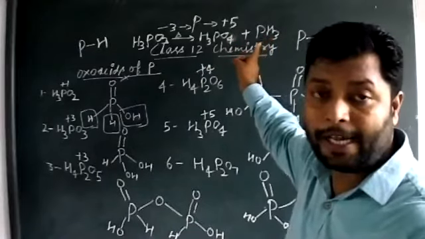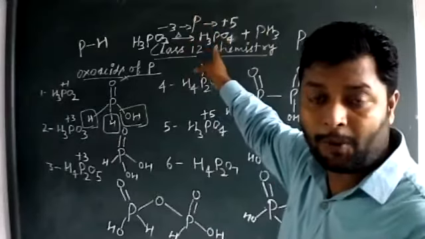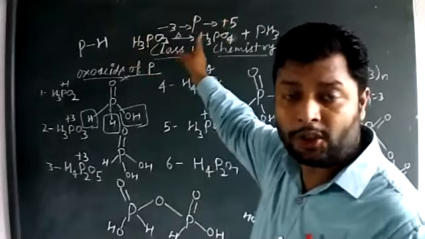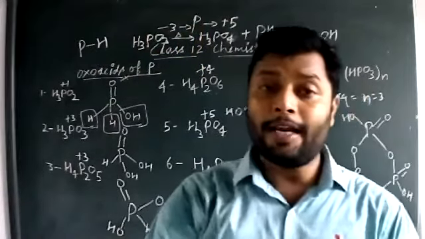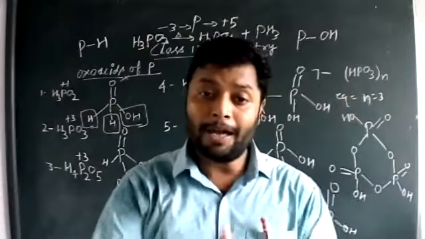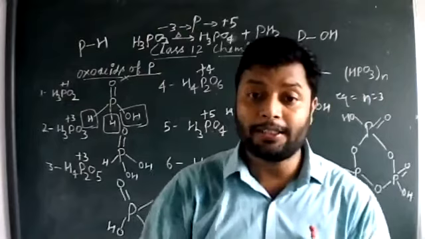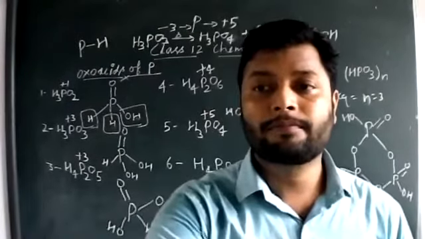In phosphine gas, the phosphorus has -3 oxidation number. In phosphoric acid, there is +5. So +3 changes into +5 as well as -3, called oxidation and reduction simultaneously for the same element, and the reaction is said to be a disproportionation reaction. So learn it.